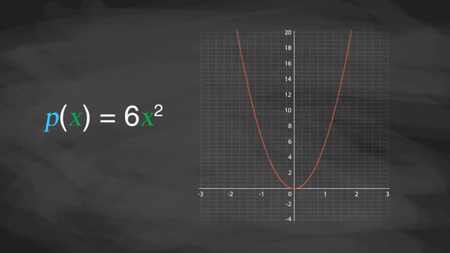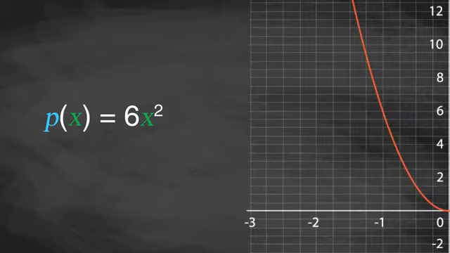When looking at the graphs of functions, a quadratic function is usually a U-shape. Here's the graph of p of x as an example. But be careful, because if you zoom into just one side or the other, you might not see the U-shape.